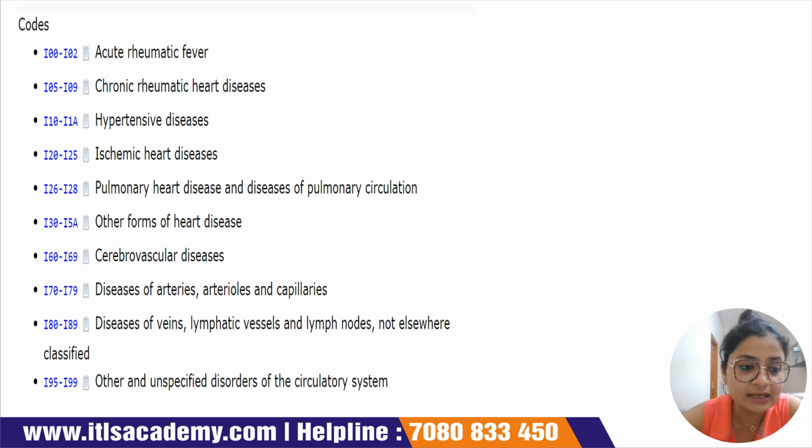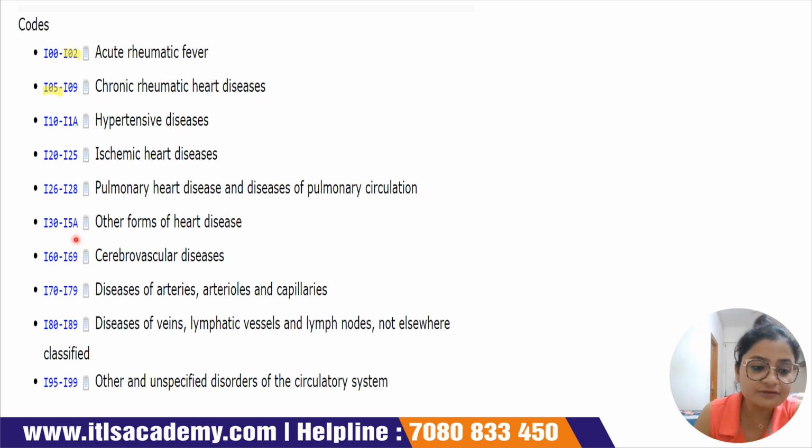So here I will again highlight for you, because as you can see, after I02 we are directly having I05. So I03 and I04 are not there. Okay. Then I10 to I1A we have hypertensive diseases. Then I20 to I25 we have ischemic heart disease. Here also chronological order is not being maintained. I26 to I28 we have pulmonary heart disease and diseases of pulmonary circulation.